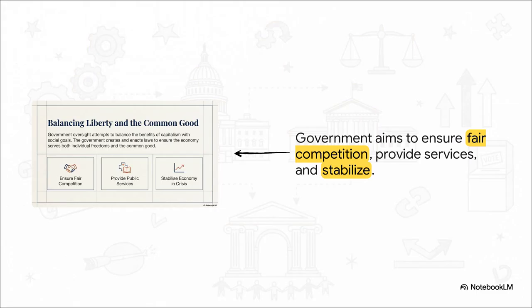So why do that? Why mix it up? Well, the goal is to find that sweet spot, to balance the freedom of individuals with the well-being of the whole country. So the government gets involved to make sure companies compete fairly, to provide things we all need, like roads and schools, and to step in when the economy goes off the rails. It's a constant balancing act.